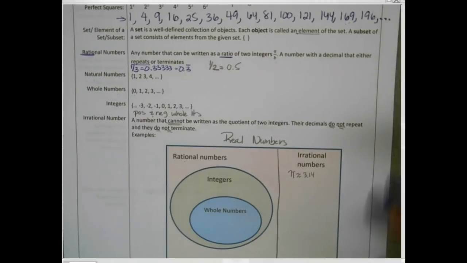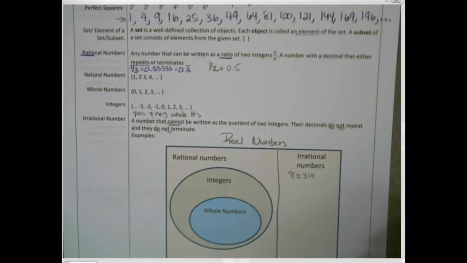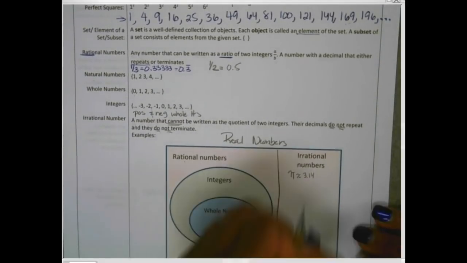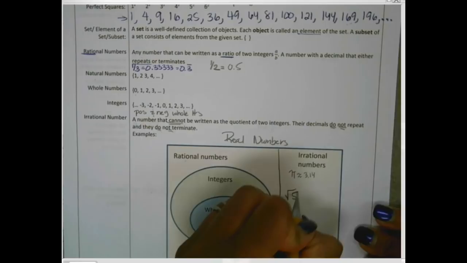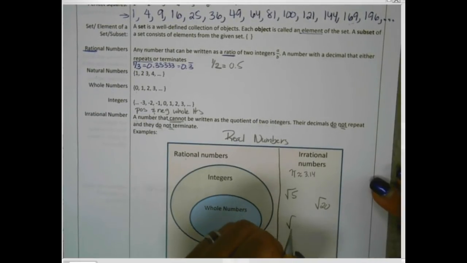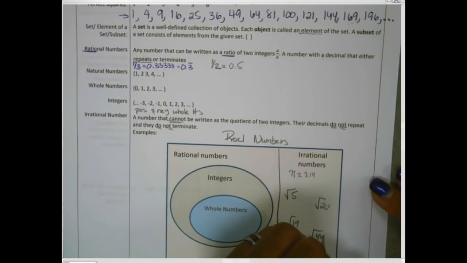Now, the other thing that's popular, well, not really popular because no one really talks about it, but the other way to get irrational numbers would be like the square root of 5, square root of 20, square root of 19, square root of 3. Does it have to be an odd number? No. Square root of 44.